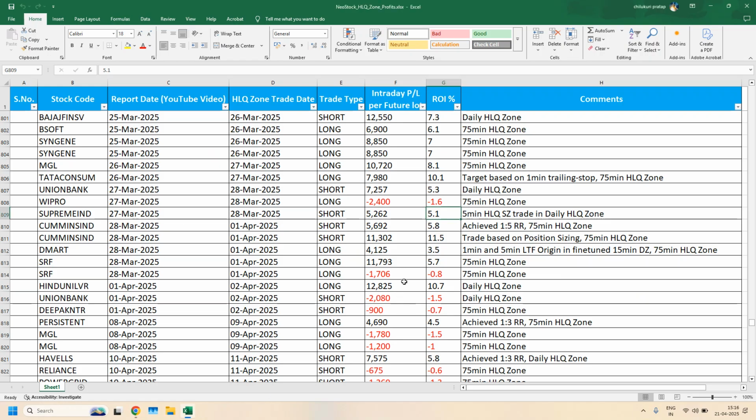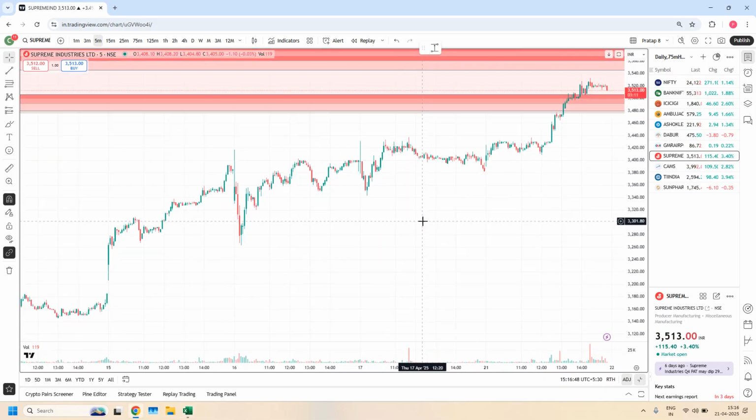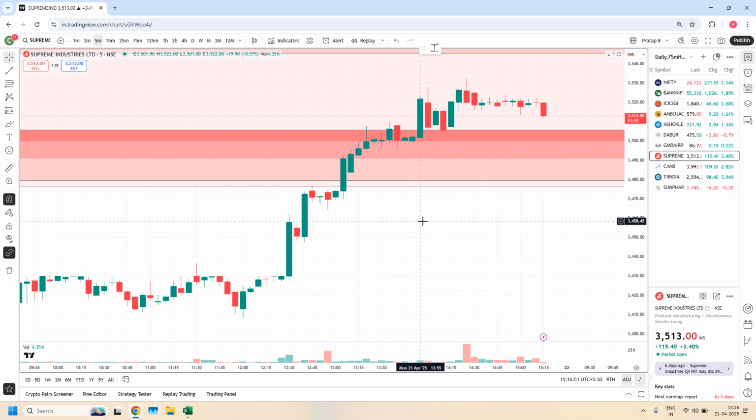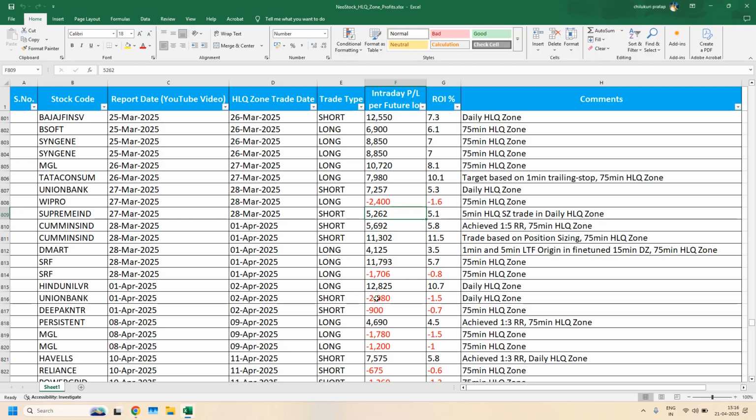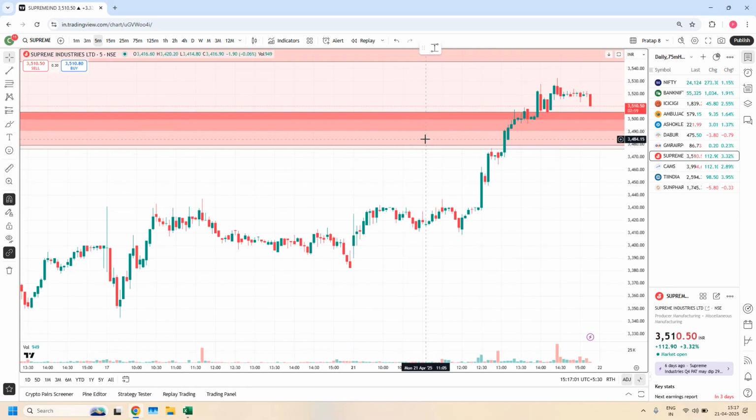How much profit did it give earlier? Supreme Industries gave you 5,262. Maybe today you might have lost maybe 1,000 rupees or 900 or maybe 1,100. It won't be more than that. So compare it to this profit. If you deduct from the earlier profit, you are still profitable from the zone point of view. I'm talking about zone performance point of view. This is how we should deal with HLQ zones.